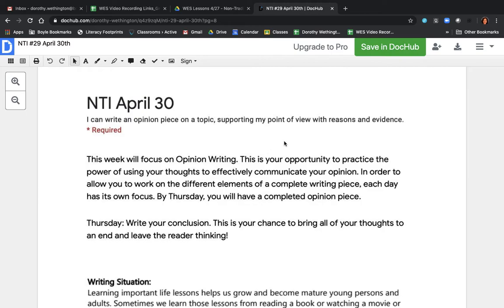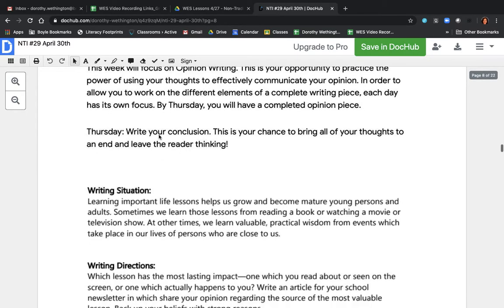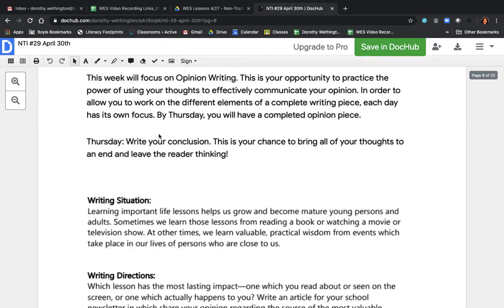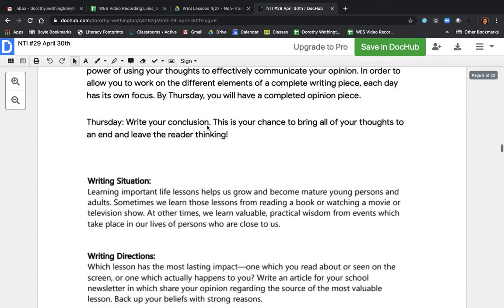I can write an opinion piece on a topic supporting my point of view with reasons and evidence. This week, we'll focus on opinion writing. This is your opportunity to practice the power of using your thoughts to effectively communicate your opinion. In order to allow you to work on the different elements of a complete writing piece, each day has its own focus. By Thursday, you will have a completed opinion piece.